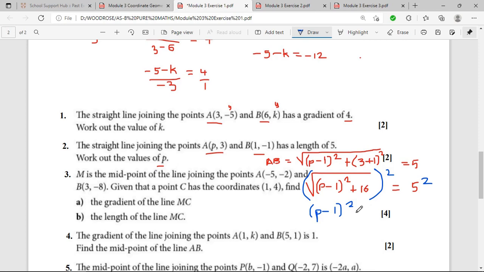Then plus 16. We are going to remain what is inside the square root. Plus 16 is equal to, if we square 5, it's 25. Now let's remove this 16 and move it to that side. So we will have 25 minus 16. And on this side we remain with p minus 1 squared.